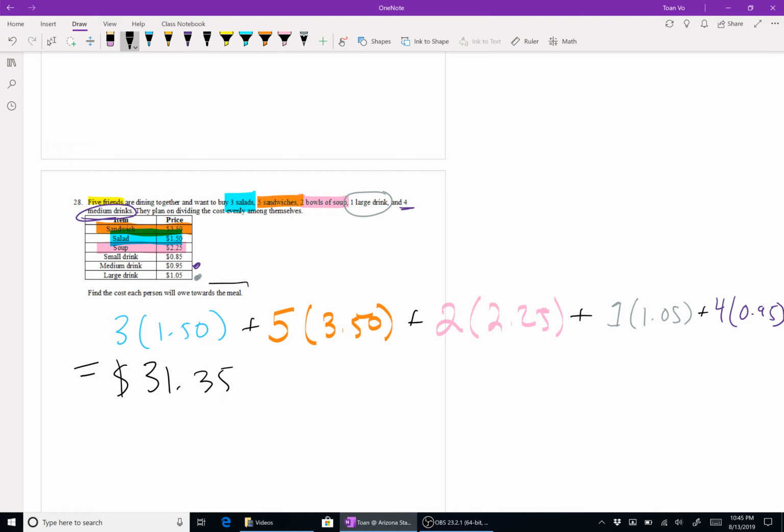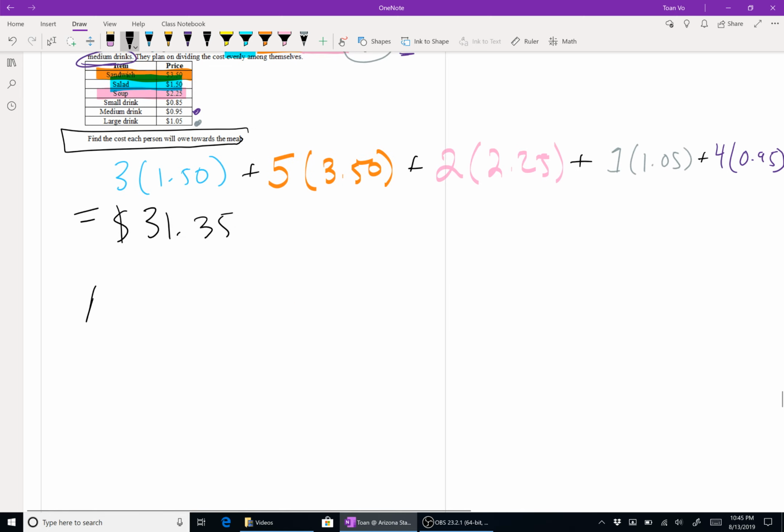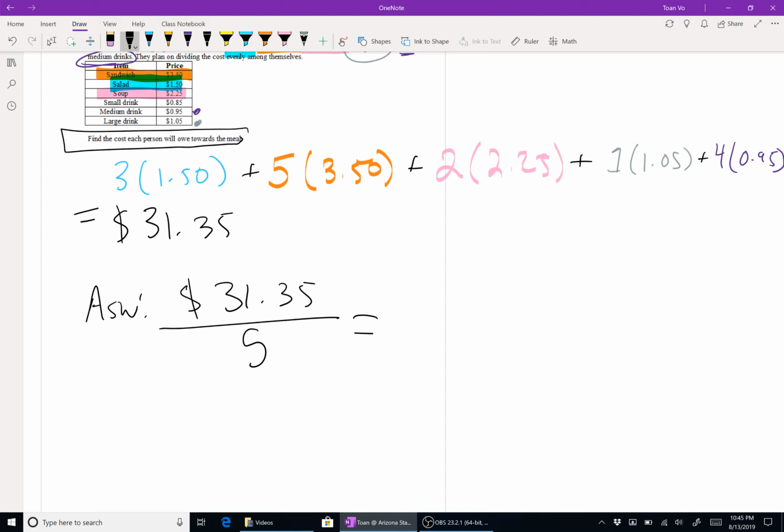However, this is the actual question. Find the cost each person will owe. So you're splitting the check evenly. There are 5 friends. So the answer is the total that we found divided by the 5 friends. So the grand total divided by 5 friends is $6.27.